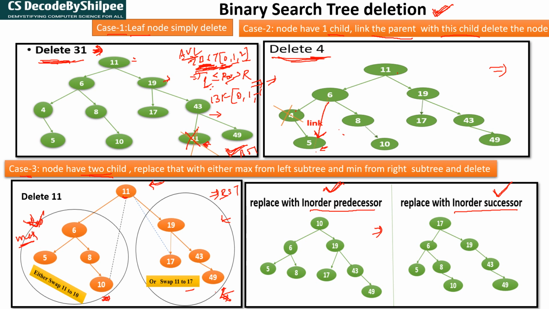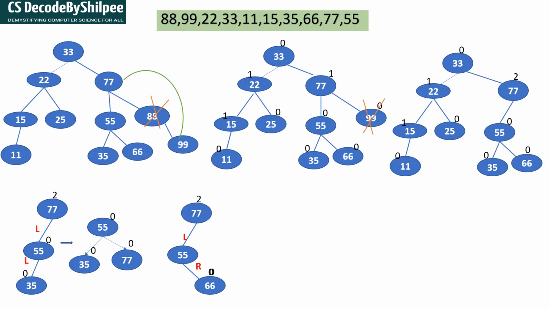Now I am going to explain the AVL tree deletion. If you understood this one, you can easily understand the AVL tree deletion operation. So now this is the given AVL tree, and we can also say that it is a binary search tree. Now I am going to delete these elements one by one. So first I am going to delete 88.